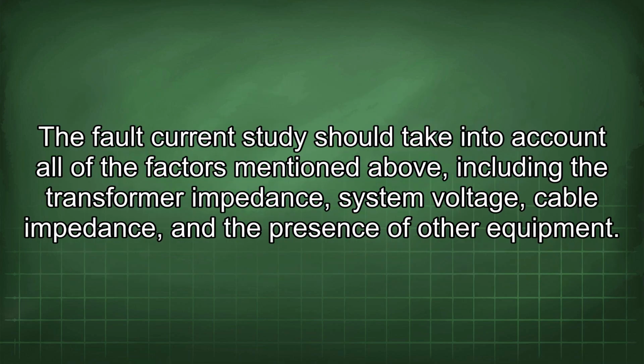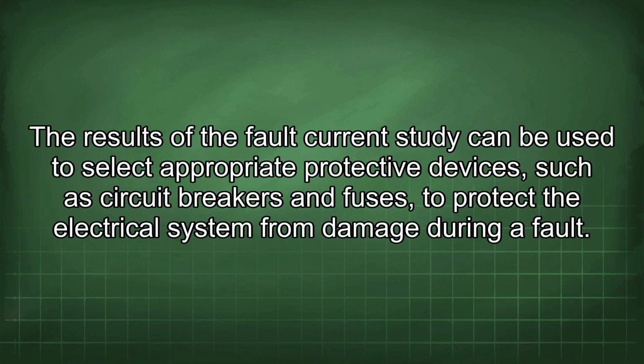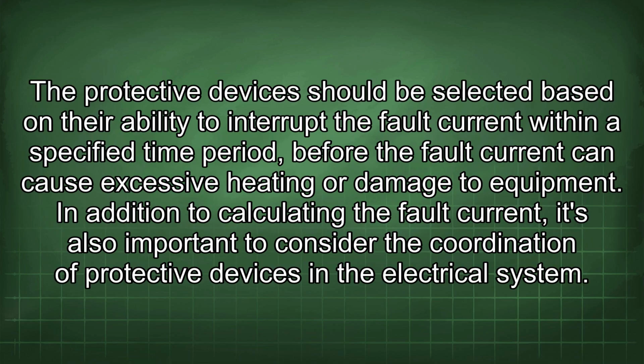The fault current study should take into account all of the factors mentioned above, including the transformer impedance, system voltage, cable impedance, and the presence of other equipment. The results of the fault current study can be used to select appropriate protective devices, such as circuit breakers and fuses, to protect the electrical system from damage during a fault. The protective devices should be selected based on their ability to interrupt the fault current within a specified time period, before the fault current can cause excessive heating or damage to equipment.